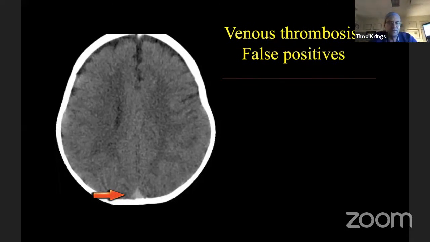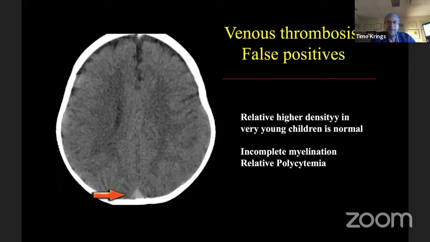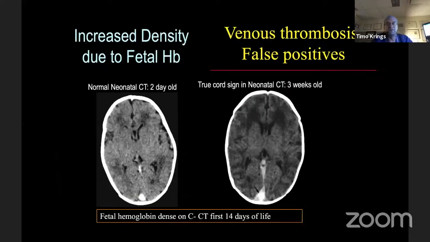Another false positive that I would like to demonstrate is in this child here, where in children, you know that there is a higher hematocrit. And if you have a high hematocrit, then your sinuses will be normally somewhat more hyperdense. And this is related to the relative polycythemia that children have. So this is not a sinus thrombosis. And this can be really very hyperdense in the neonatal age group.